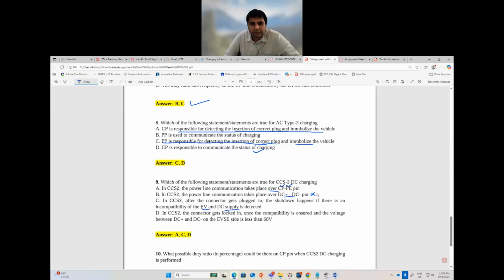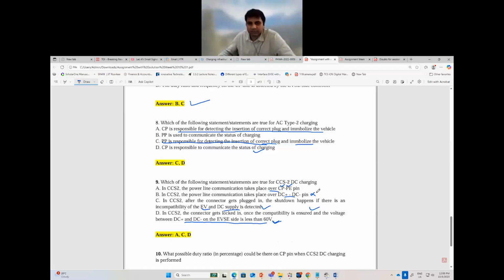And in CCS2, the connector gets locked in once the compatibility is ensured and the voltage between the DC plus and DC minus line is less than 60 volt. So yes, this is also correct. So the option ACD is the correct option.